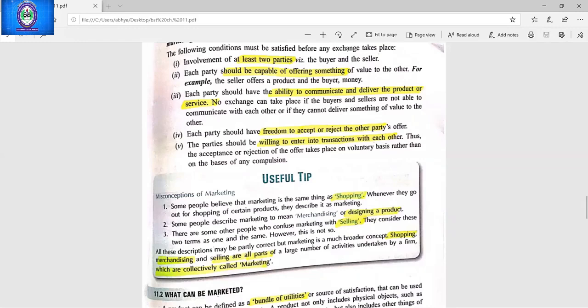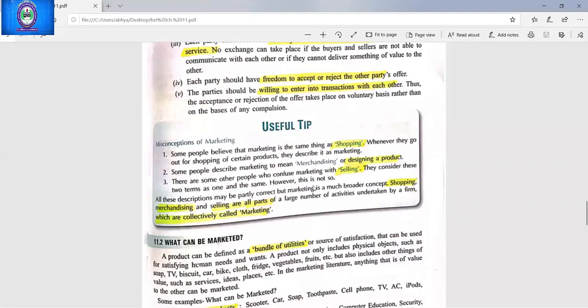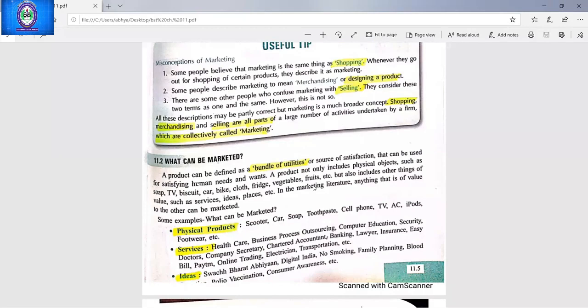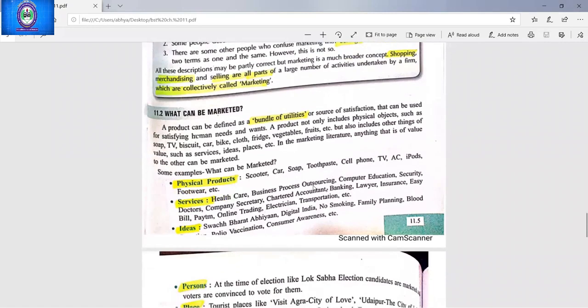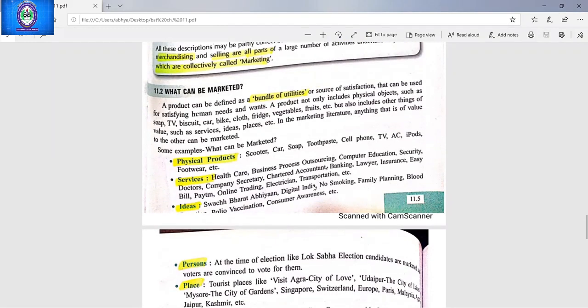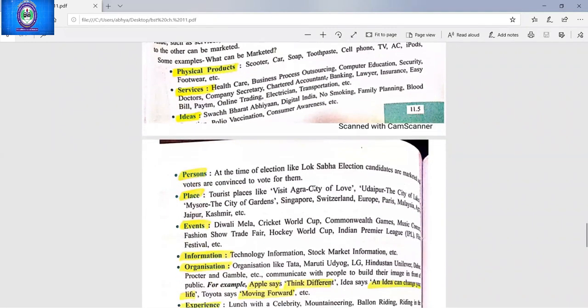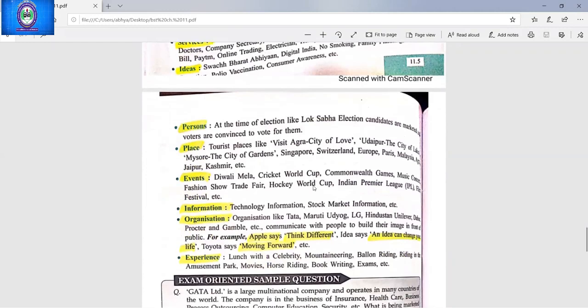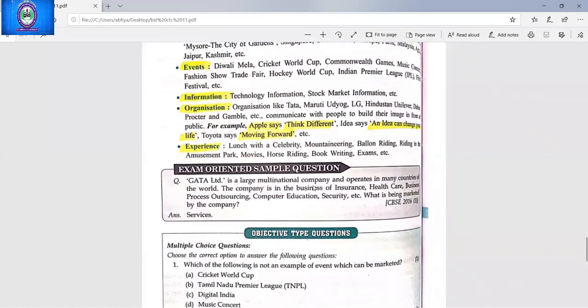Okay, students, then next we did that marketing is much more than shopping or merchandising or selling. All these are just a part of marketing. Then, what can be marketed? Here a one-mark question can be there regarding the defined product. Product is a bundle of utilities. So all tangible products, intangible products meaning services, ideas, persons, places, events, information, organizations, and experience can be marketed.